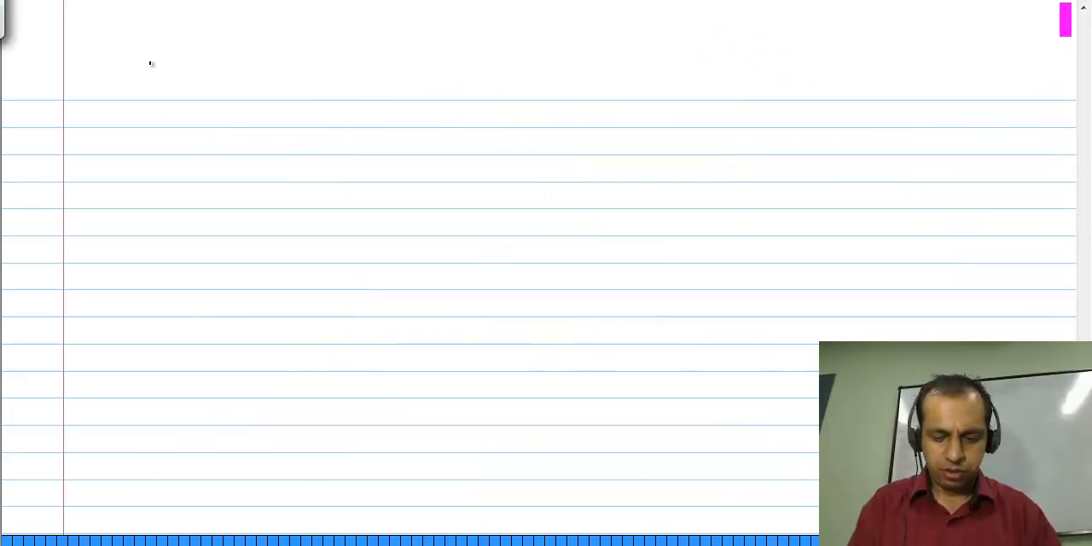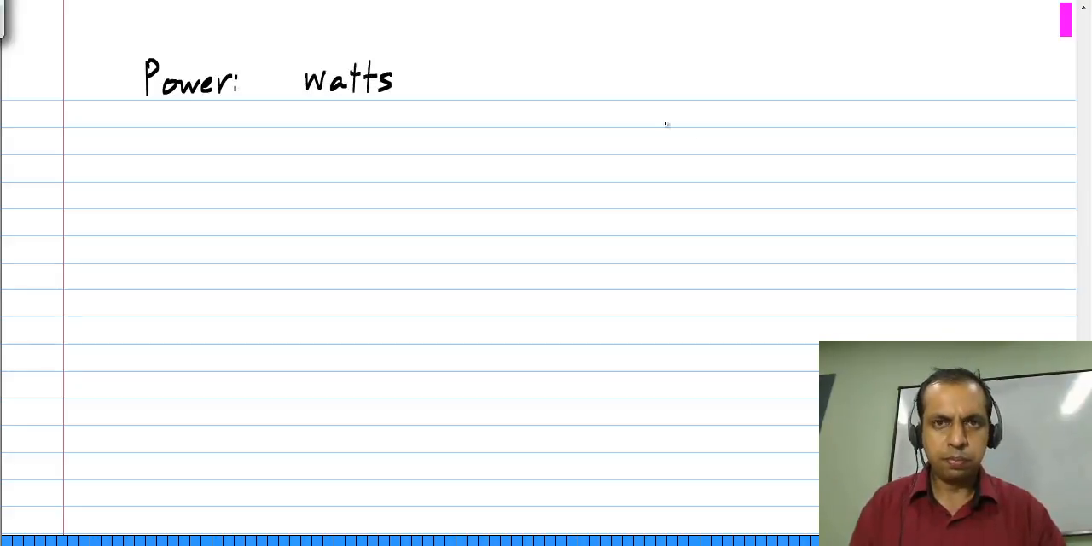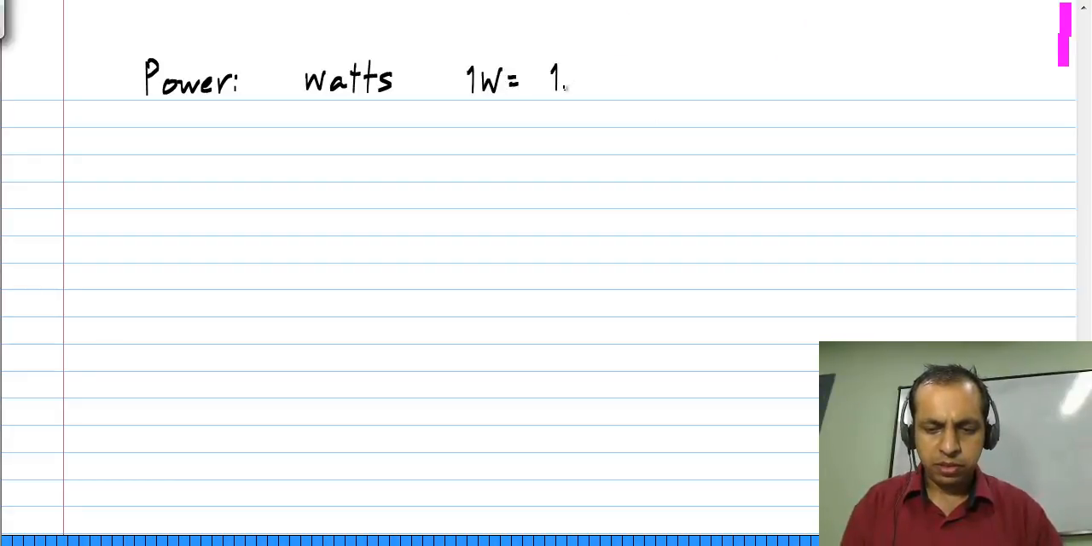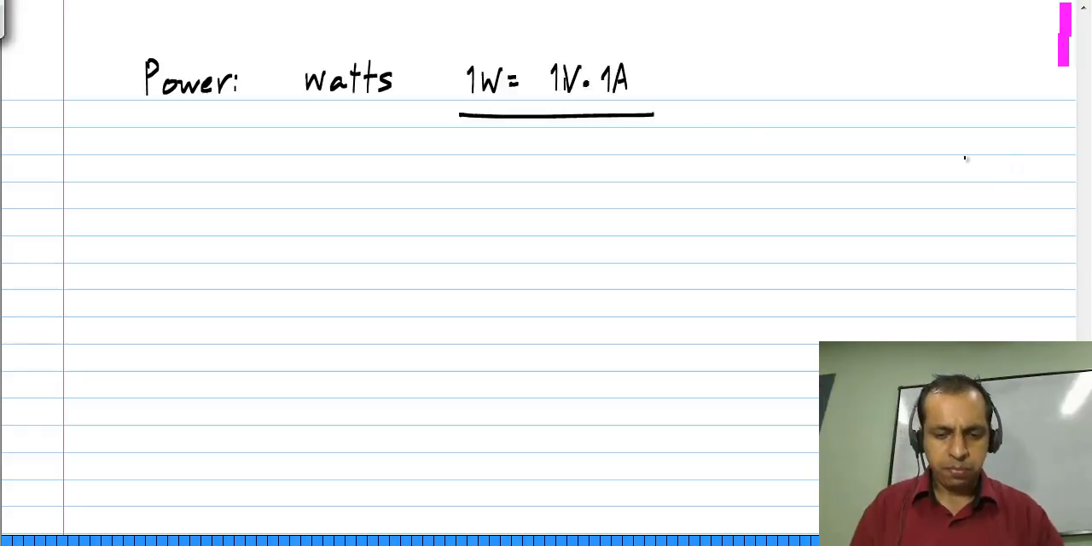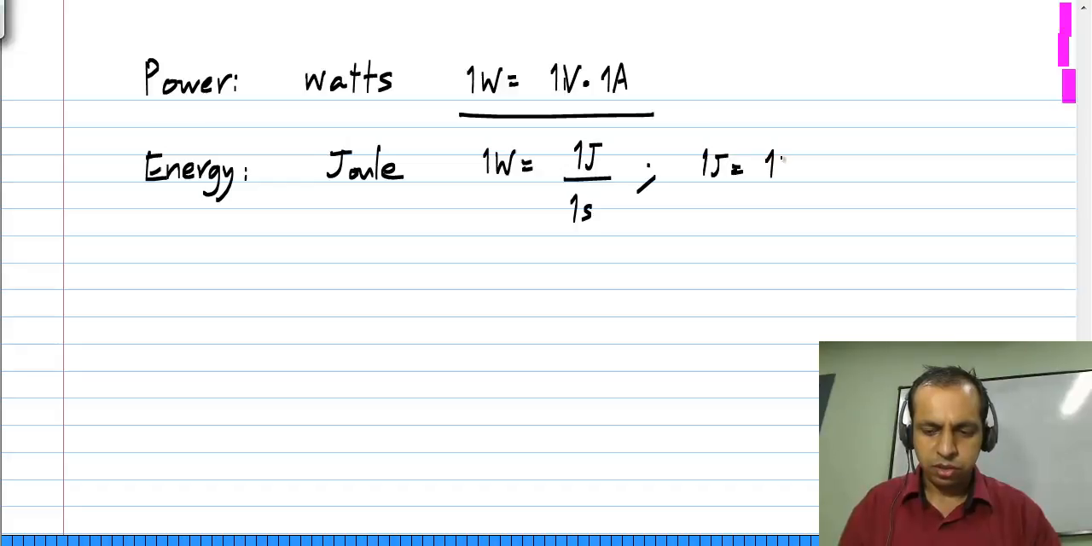Now, the units of power are, as you know, watts. Okay. For electrical power, 1 watt equals 1 volt times 1 ampere. Okay. The unit of energy is a joule, and 1 watt equals 1 joule per 1 second, or 1 joule is 1 watt times 1 second.